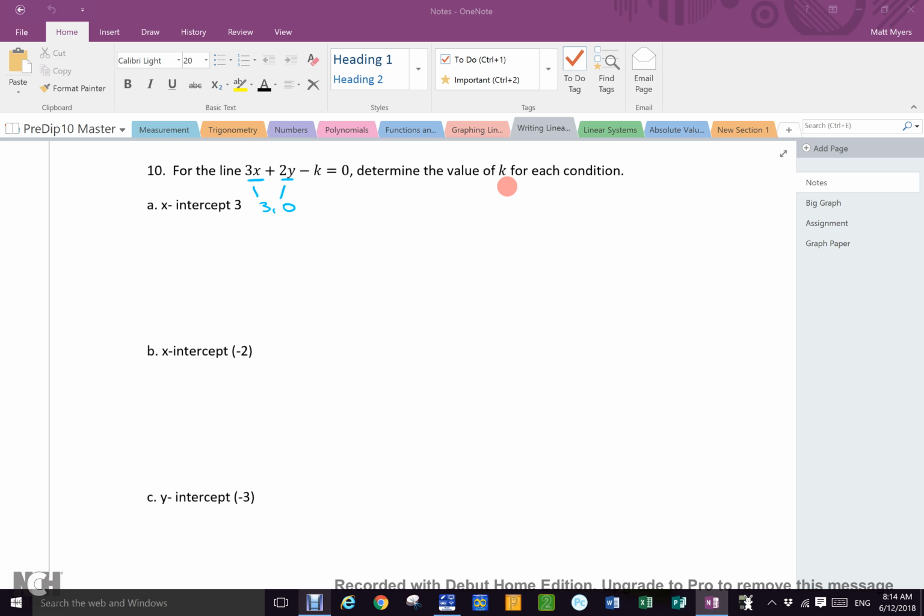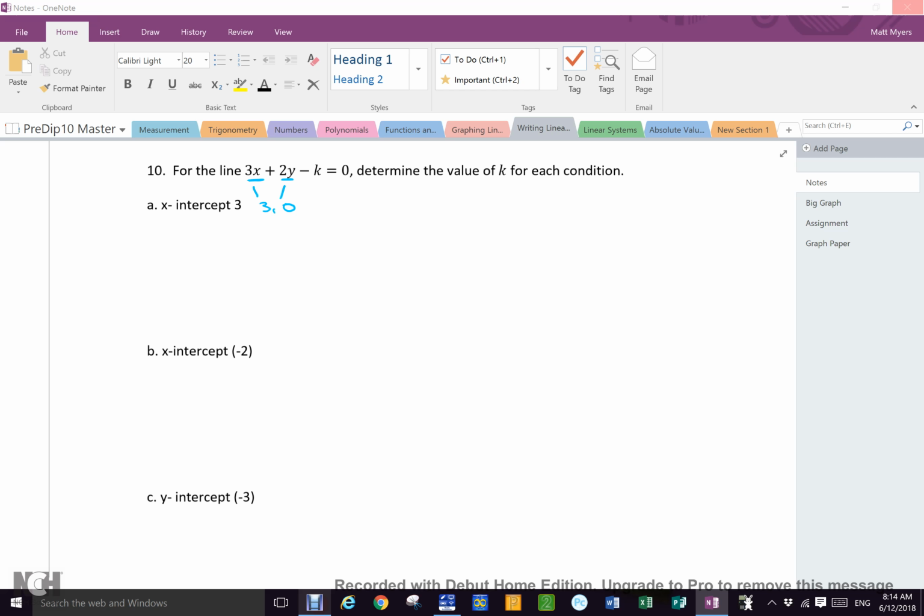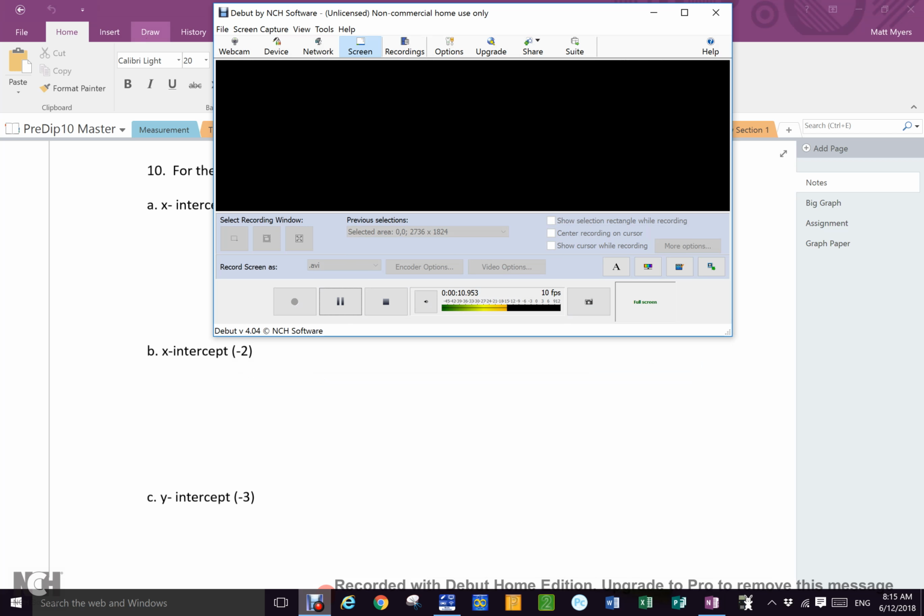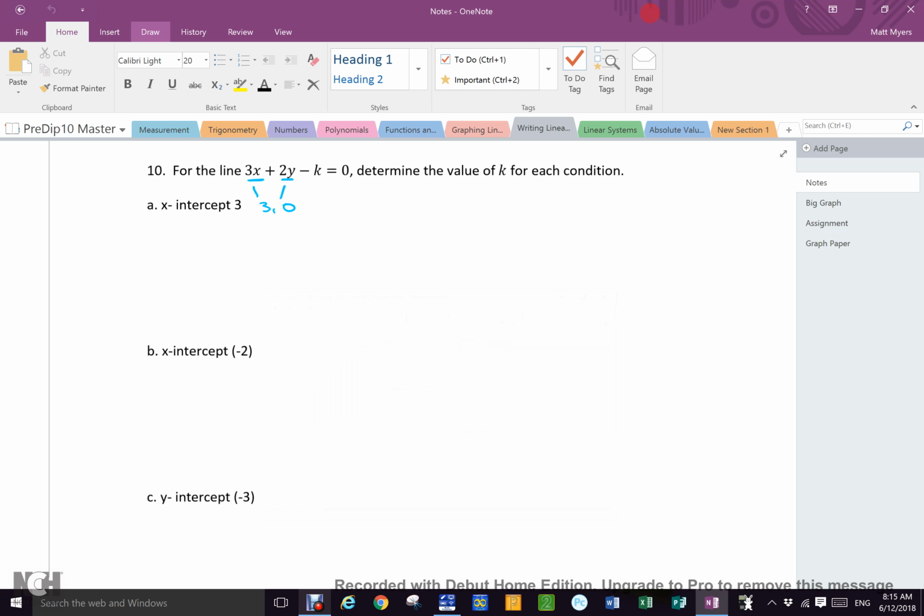So I left you here. All of you were supposed to be doing this. I showed you how to do the first one. So of course it is 9 minus k equals 0. So k equals 9. K9. That was a rough question to do.